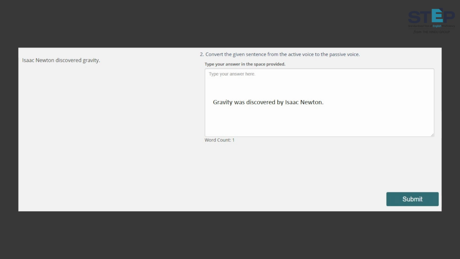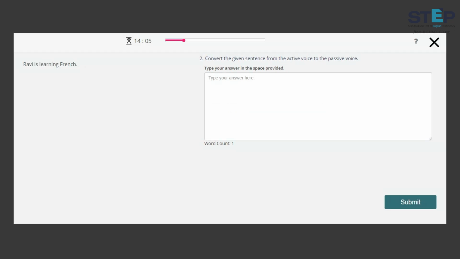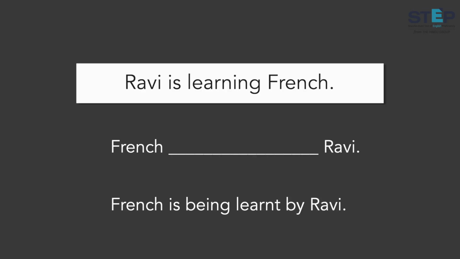Let's look at our second question now. This question asked you to convert the given sentence from the active voice to the passive voice. Ravi is learning French. I'm sure you remember the rules. First, let's move the person or thing that receives the action to the subject position. That is the starting of the sentence. So we have French in the starting of the sentence.